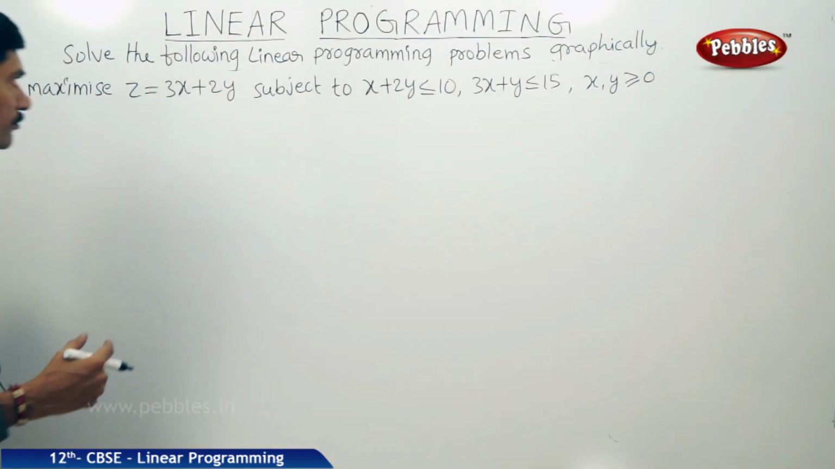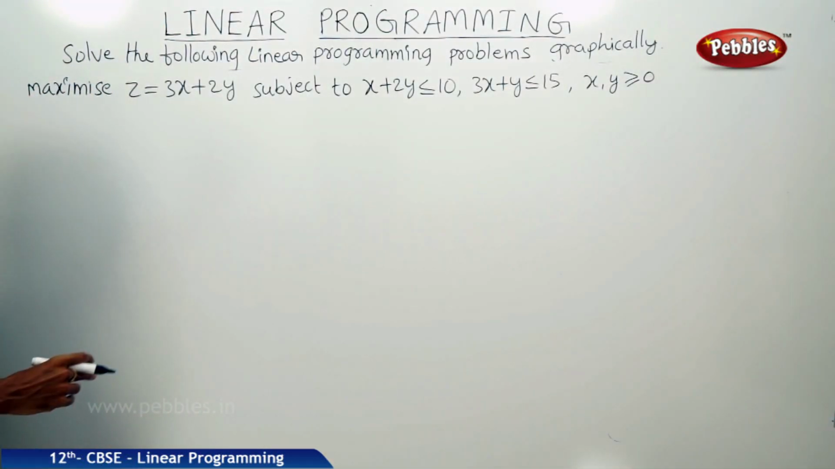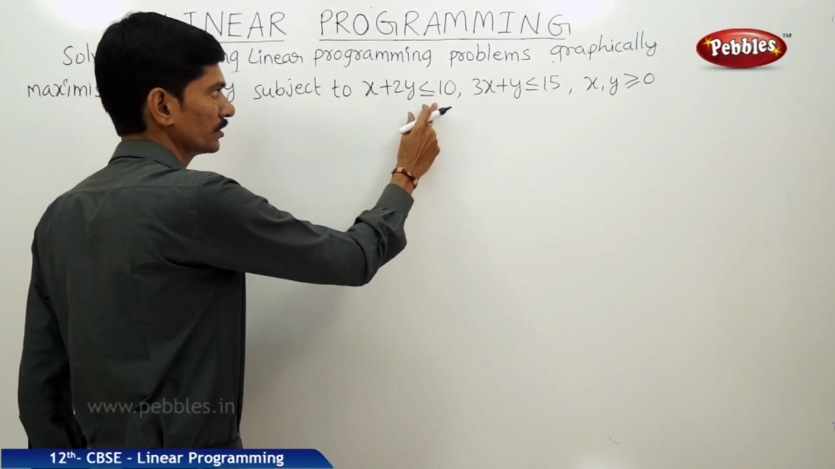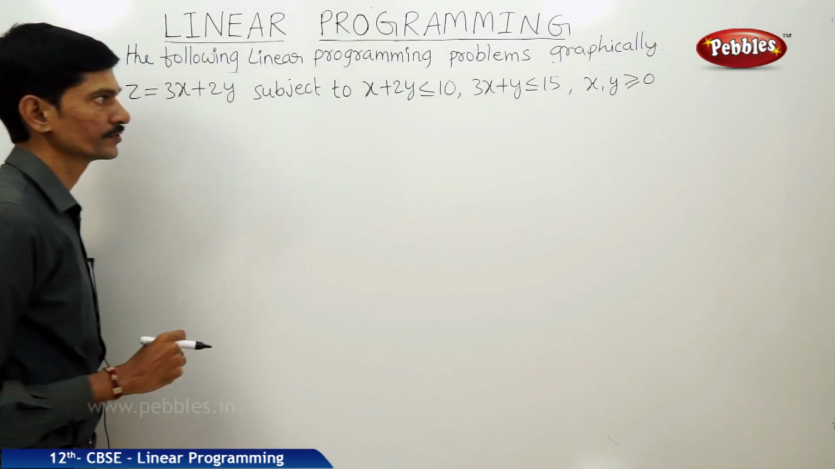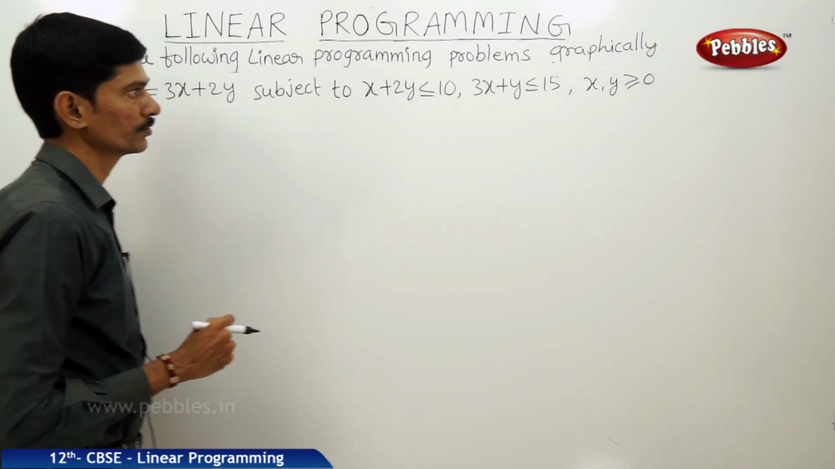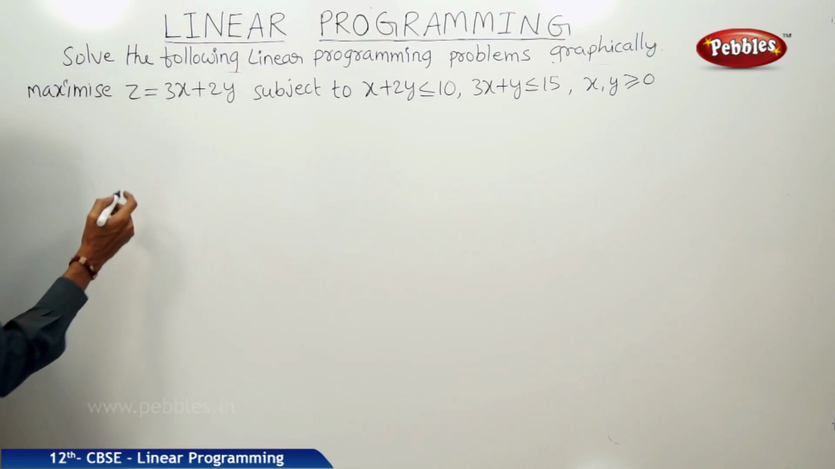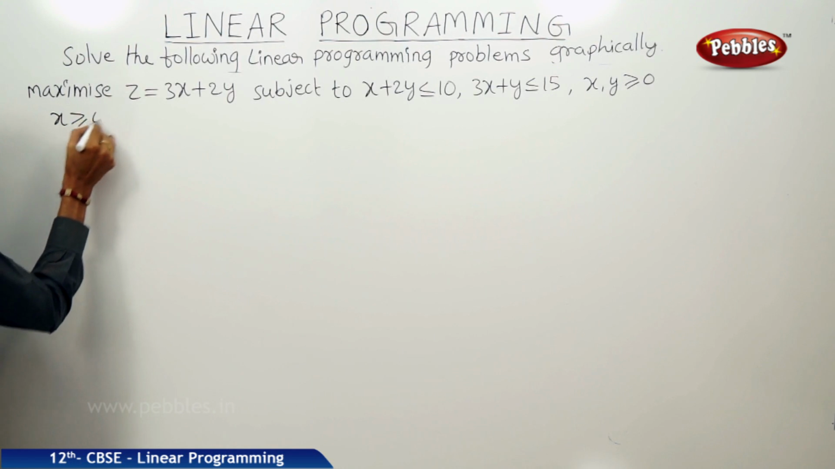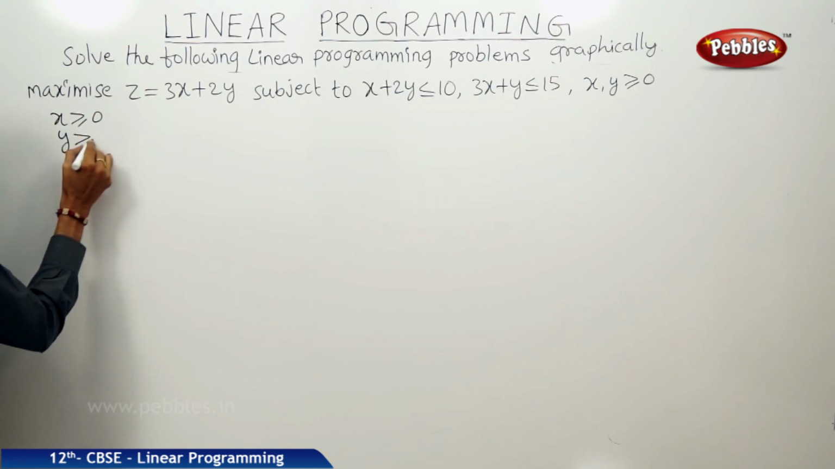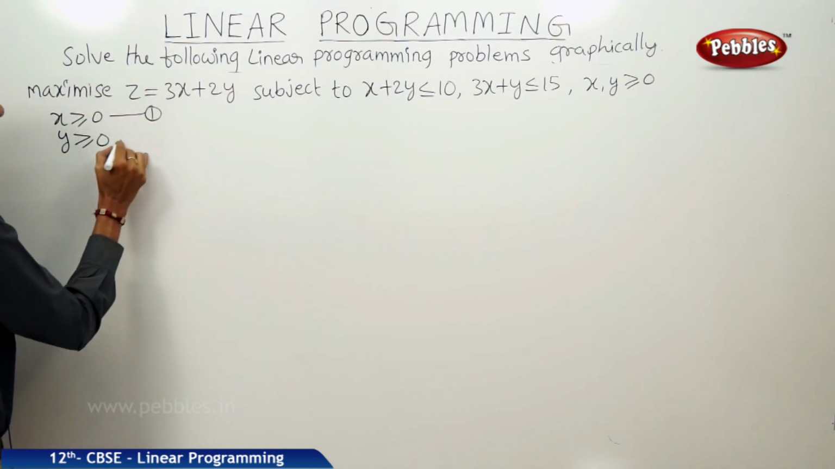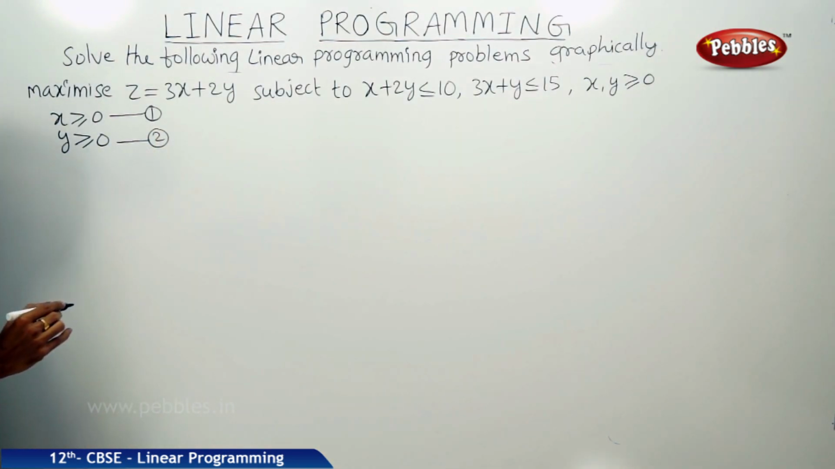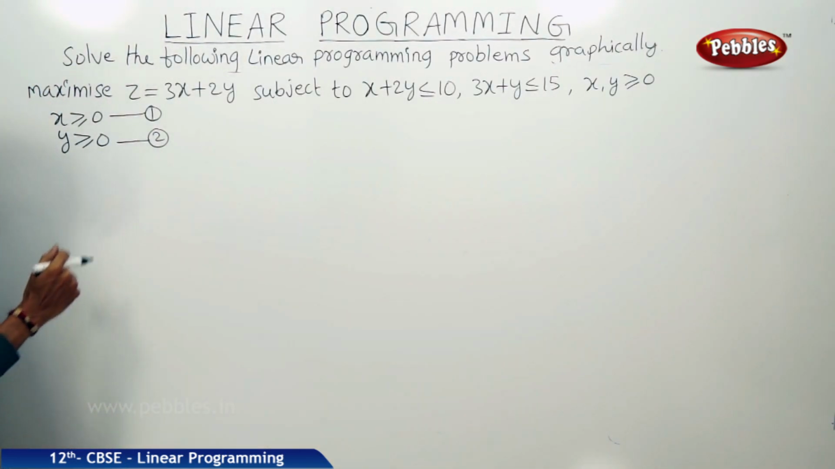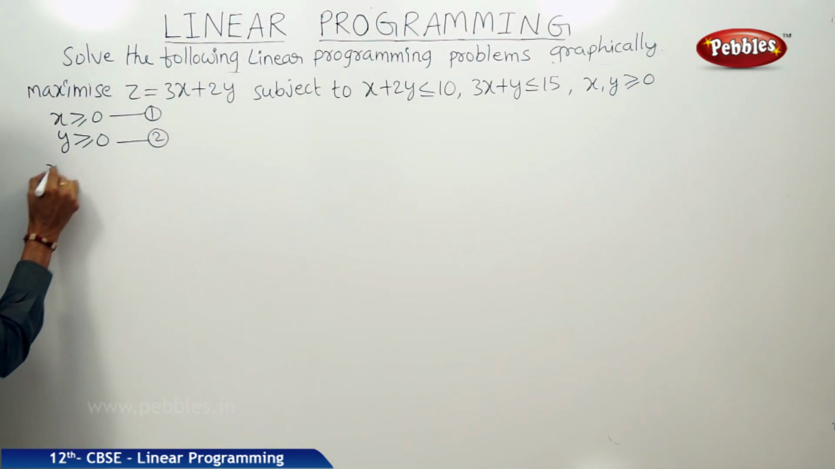Now let us take the second question. Maximize z equal to 3x plus 2y subject to x plus 2y less than or equal to 10, 3x plus y less than or equal to 15, x comma y greater than or equal to 0. Then we will take the last two inequations, x greater than or equal to 0, y greater than or equal to 0. So these two inequalities represent the first quadrant, and we will take the third inequation, x plus 2y less than or equal to 10.